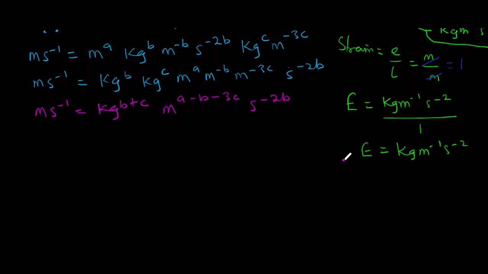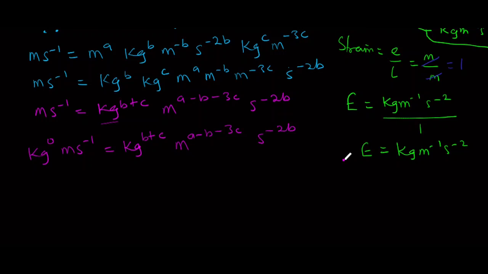If you look at the left hand side compared to the right hand side, there's no kilogram on the left hand side, so we have to introduce it ourselves by raising it to power 0. Then we have meter per second, and on the right, kilogram raised to power b plus c, meter raised to power a minus b minus 3c, and s raised to power minus 2b.